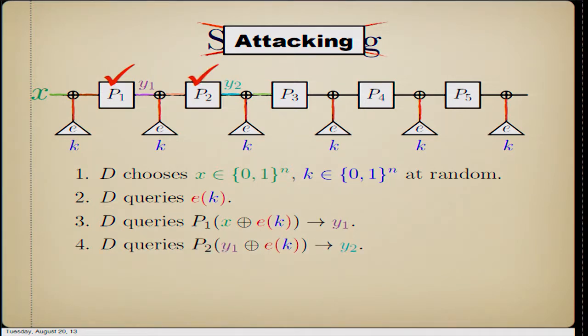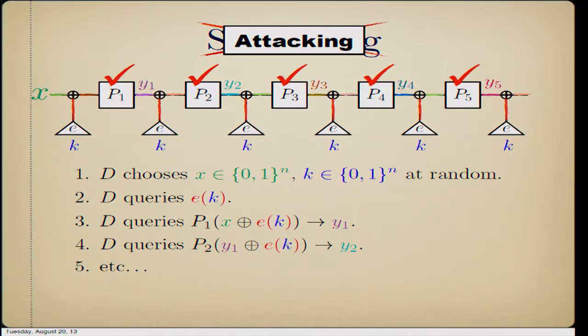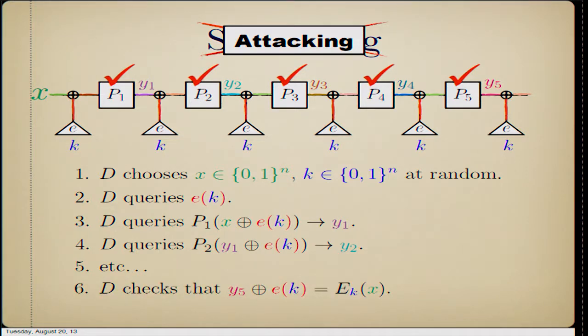Going from left to right, it queries P2 on the corresponding value and gets the value y2. It knows all the subkeys, so it can just keep going, and the simulator sees all these queries. It goes all the way to the end here. Then at the end, the distinguisher checks that the final value it got, this y5, is compatible with the block cipher: that y5 plus the subkey at the very end equals what its block cipher oracle tells it. So it constructed a chain, and it verifies the consistency of that chain with its block cipher oracle.